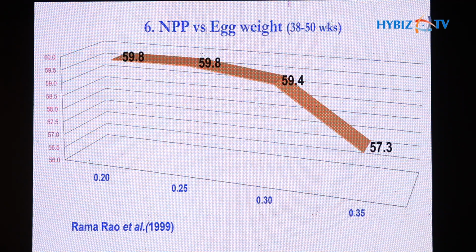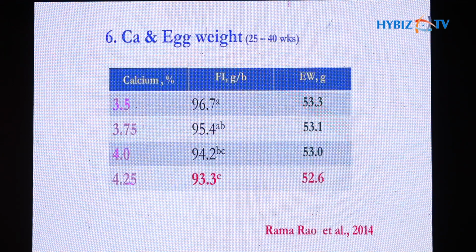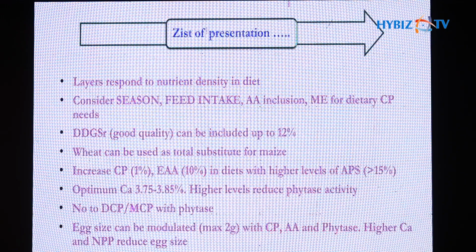Similarly, if we increase the NPP, the non-phytate phosphorus, in the diet, you could see a reduction in egg weight of almost 2.5 grams. Similarly, when you increase the dietary calcium level, at 4.25%, which the majority of people recommend, there is a reduction in feed intake as well as a reduction in egg size. Here also the egg size reduction is even less than 1 gram.